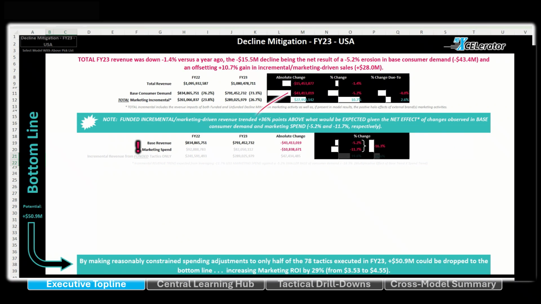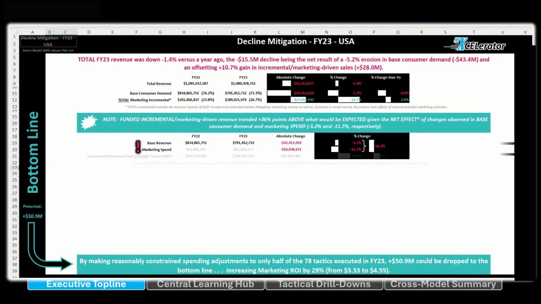In the next reveal, we see that not only did base consumer demand decline, so did the marketing spend that was being applied against that demand. The multiplicative effect of these two trends setting an expectation of significant incremental revenue decline, if all else is being held equal. Now, of course, in the real world, all else is never held equal.